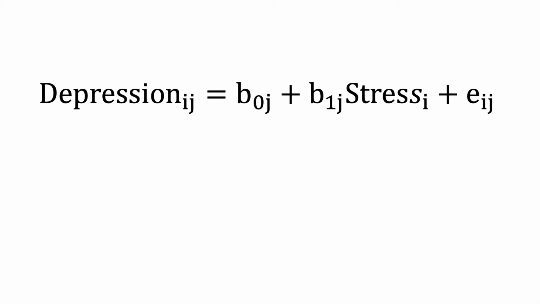Now let's look at the slope. Again, before we had a B1J, and now if we were to break that down, B1J is equal to gamma 10 plus U1J. So why is it 1, 0 and the intercept is 0, 0? The first subscript refers to what parameter it is. You remember when we did basic regression, we had a B0 plus B1. B0 is always the intercept. And so gamma 0, 0 represents the 0th parameter in the model, which is the intercept.